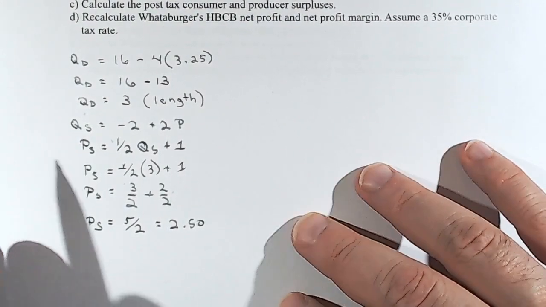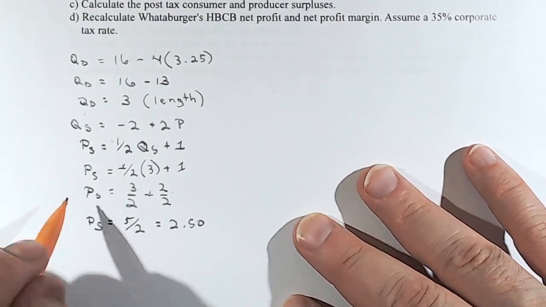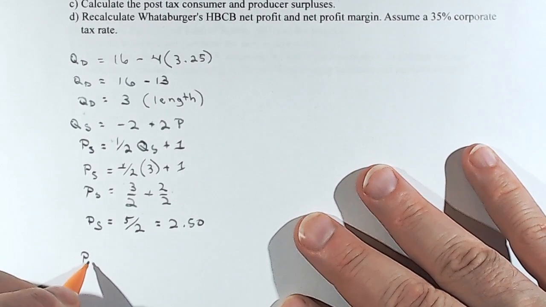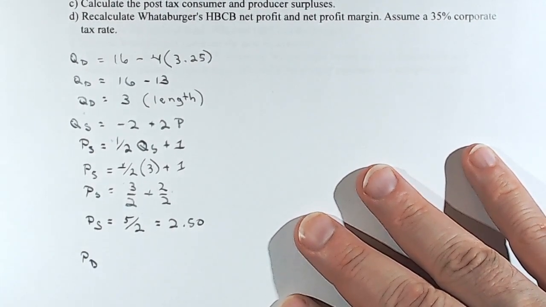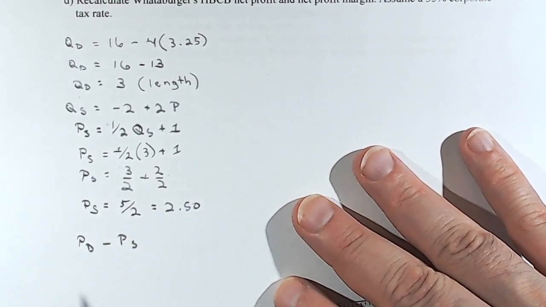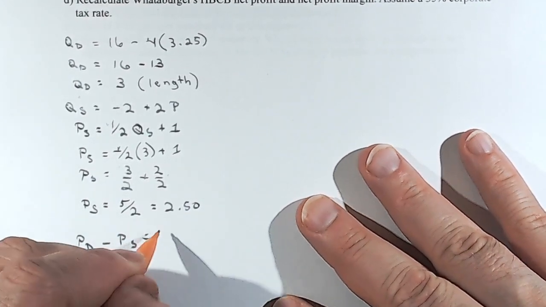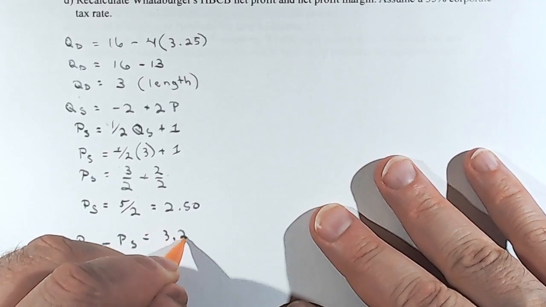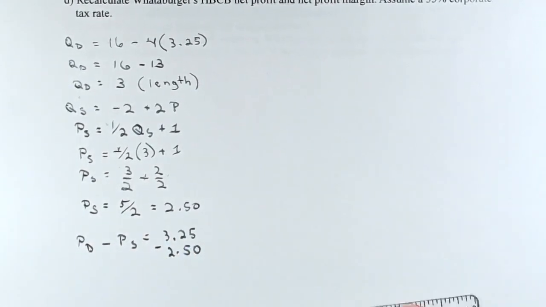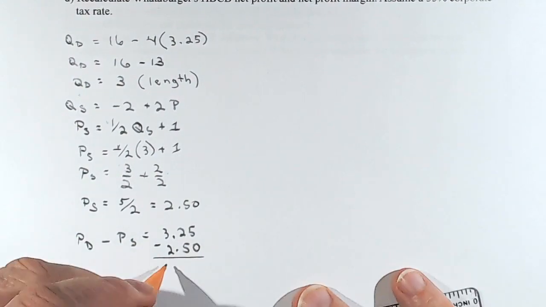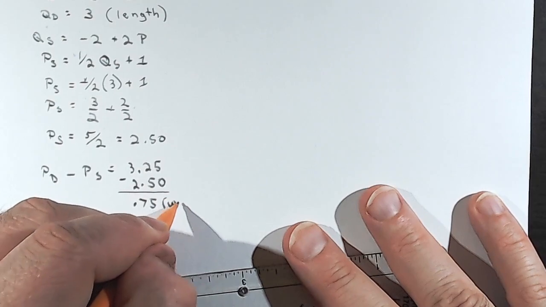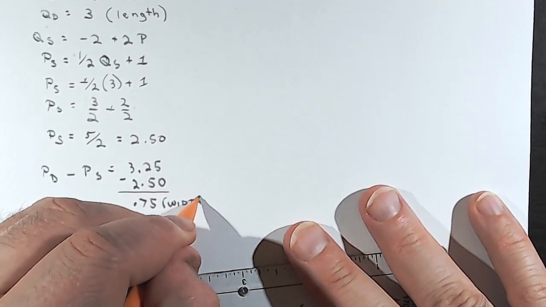And so what you have to do now is take the price to the consumer, okay, and subtract the price to the supplier. And that's equal to 325 minus 250, right? And that's how we got that 0.75. Okay, and this is the width of the tax wedge.